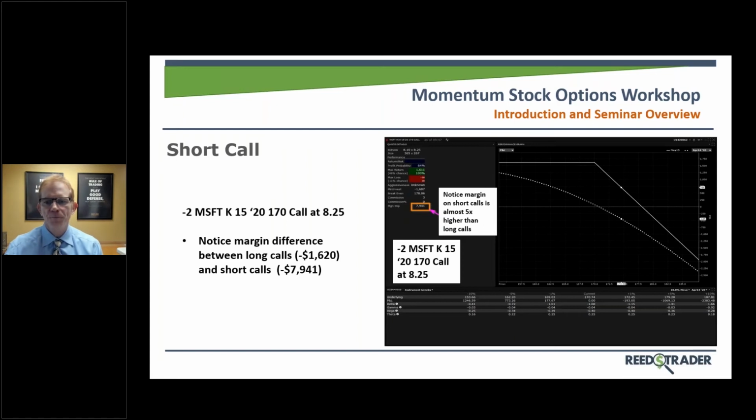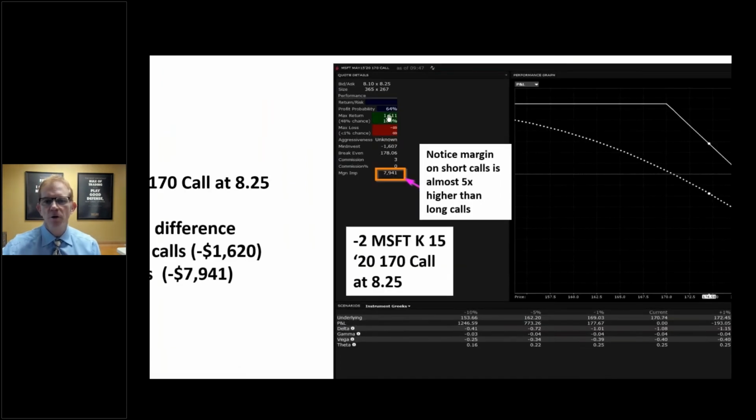So here we are selling to open Microsoft May 15th, 2020 expiration, 170 calls at $8.25. So the maximum amount we can make is the credit we collect. You can see our max return is $1,611, and our max loss is infinity because we have unlimited loss potential. You can see that IB actually puts a handicap on this and says there's a 48% chance you'll get all the money.